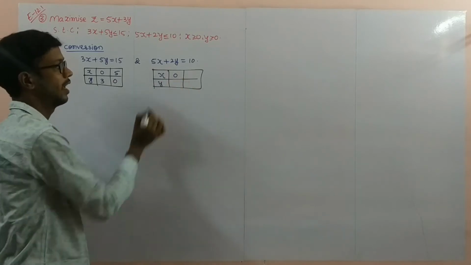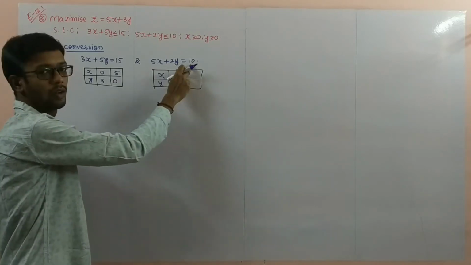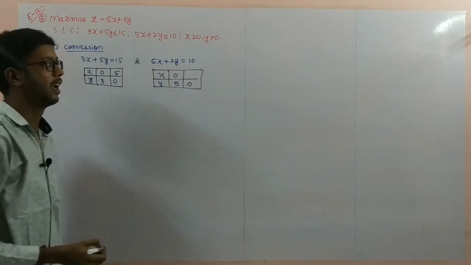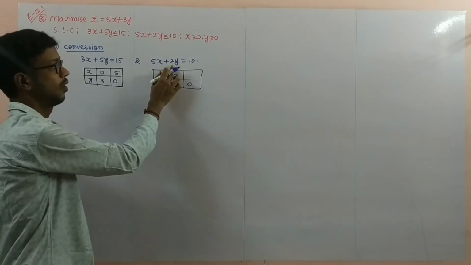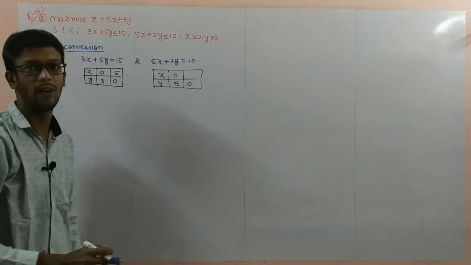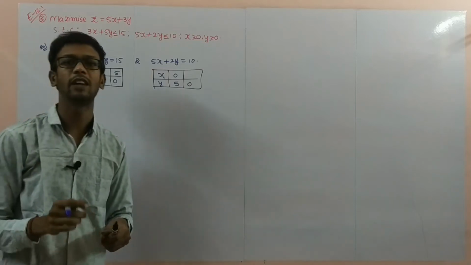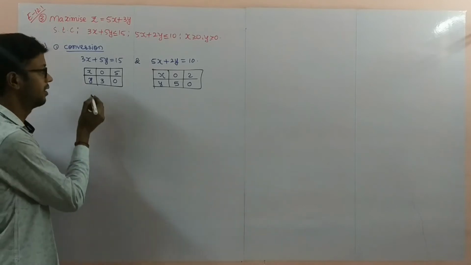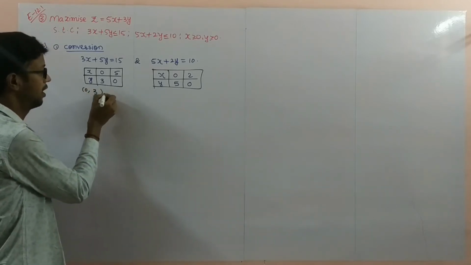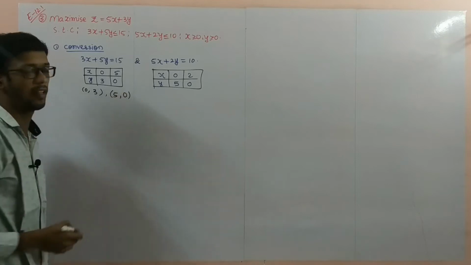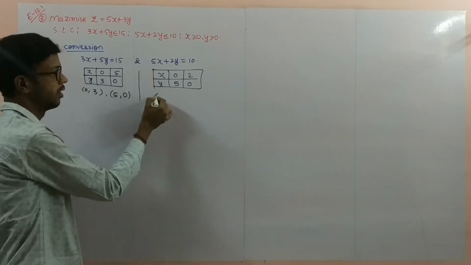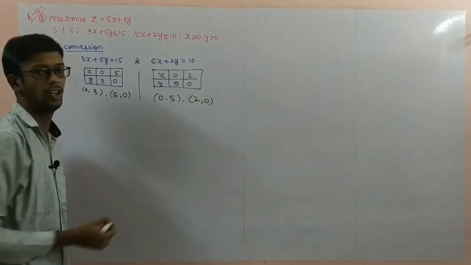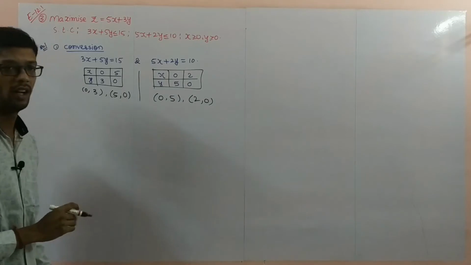Here also, substitute x equal to 0: 2y equal to 10 means y equal to 5. Next, y is 0: 5x equal to 10 means x equal to 2. The points are here: 0, 3 is one point, 5, 0 is another point. On this side the points are 0, 5 and 2, 0. Always write them vertically, don't take them horizontally. So this one is completed.